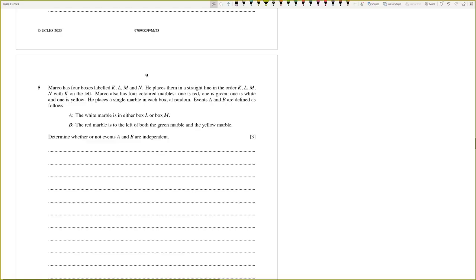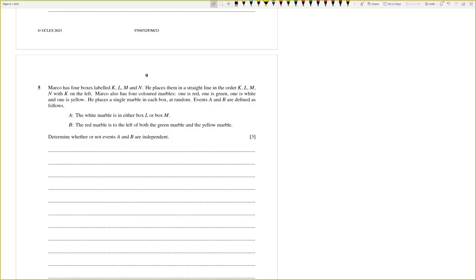Anyway, Marco has 4 boxes labeled K, L, M, and N. He places them in a straight line in the order K, L, M, N with K on the left. Marco also has 4 colored marbles. One is red, one is green, one is white, and one is yellow. He places a single marble in each box at random.